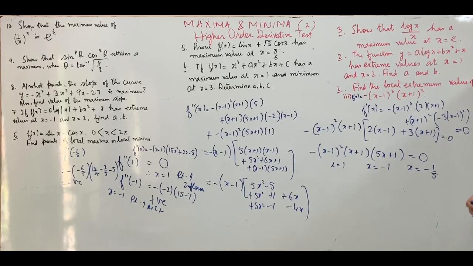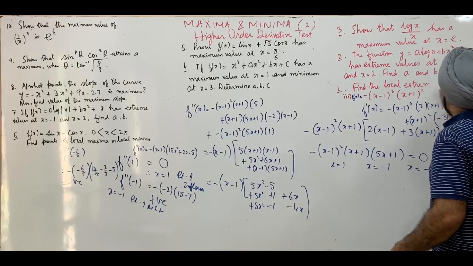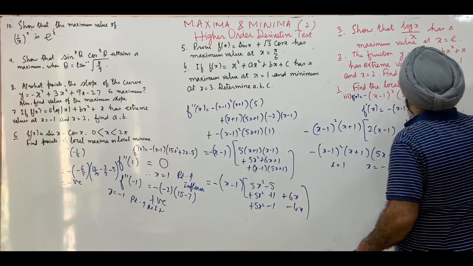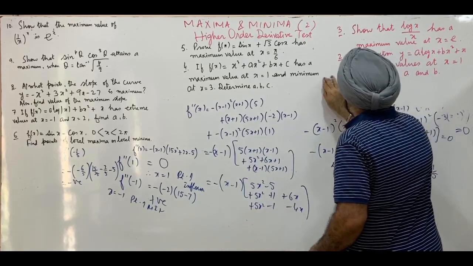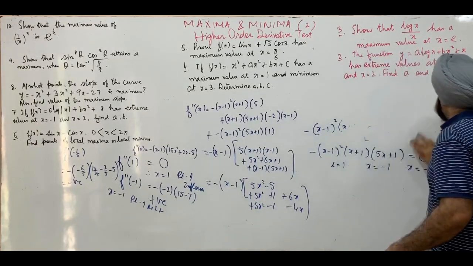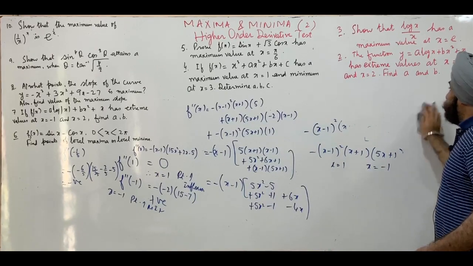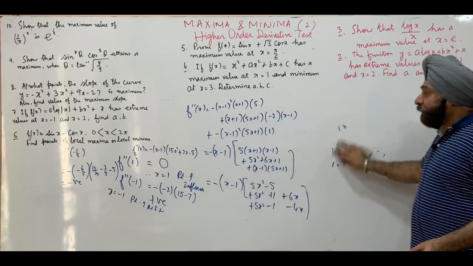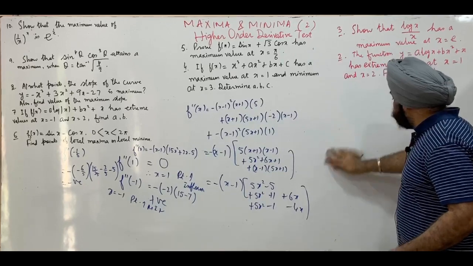Okay, the next one. Second question, the function y is equal to a log of x plus bx square plus x. This has extreme values at x is equal to 1 and x is equal to 2. Extreme values are maximum and minimum values. We have to find values of a and b.